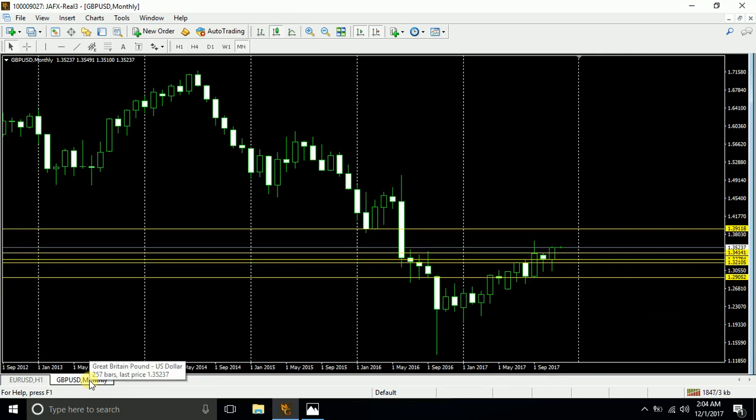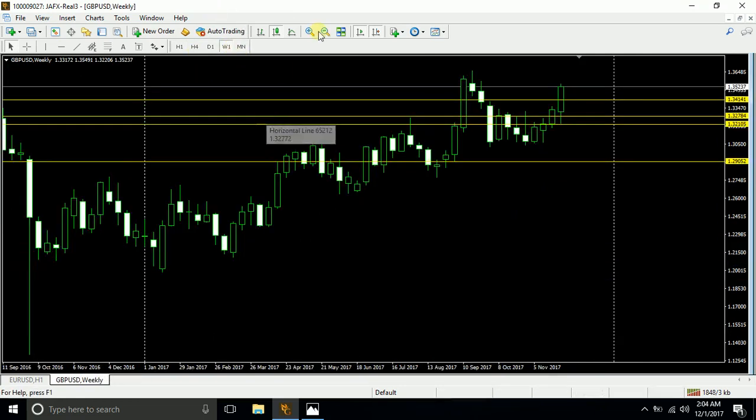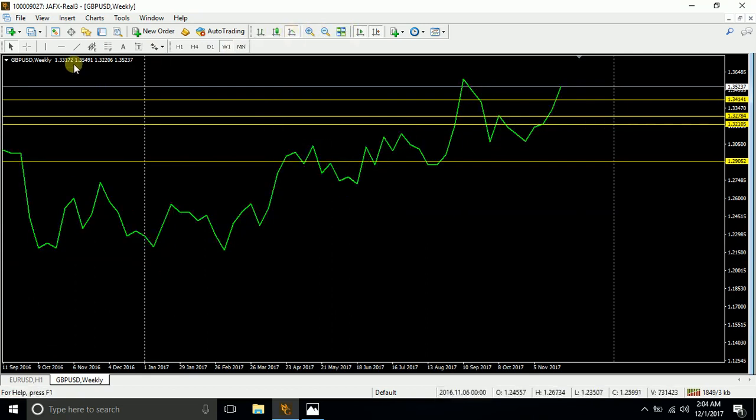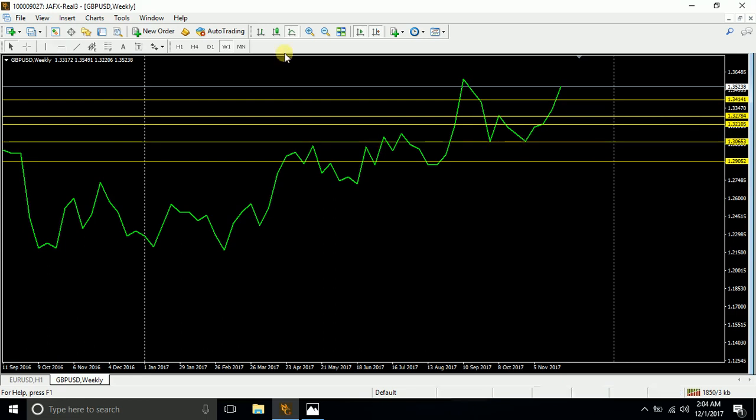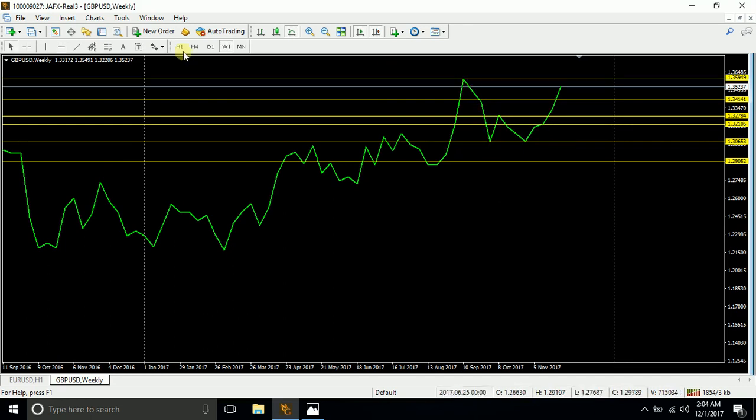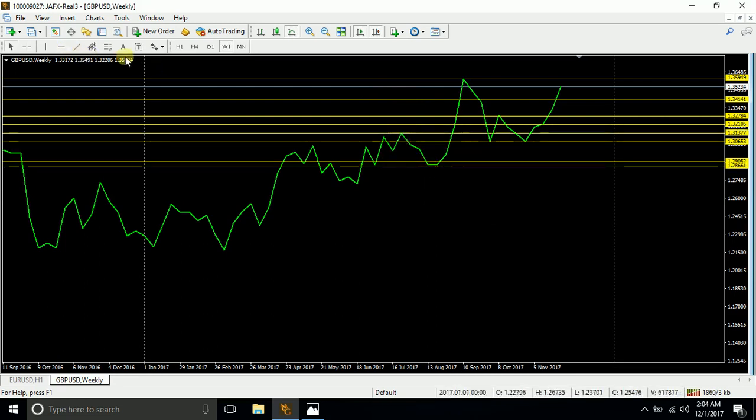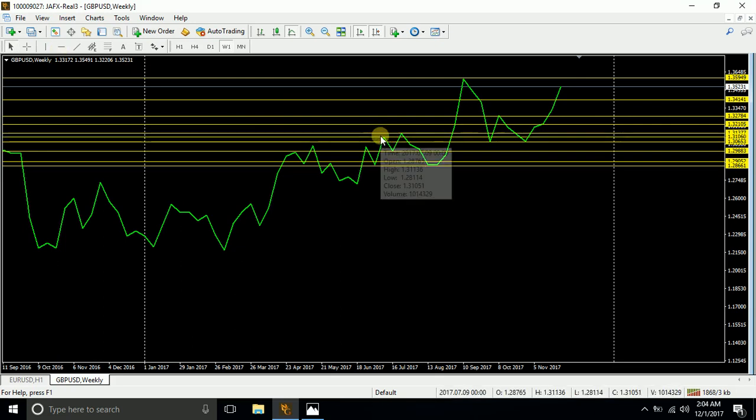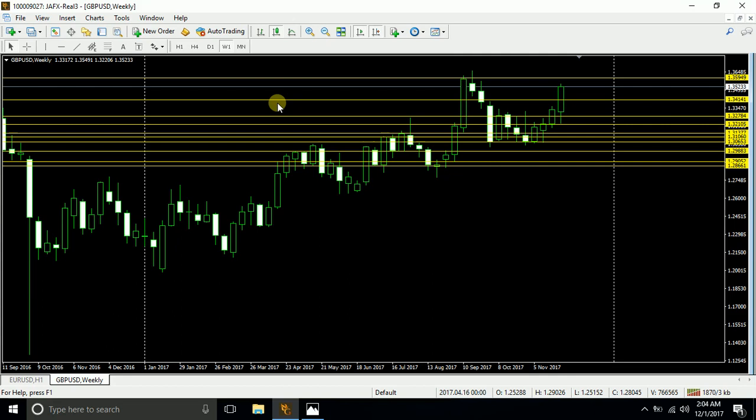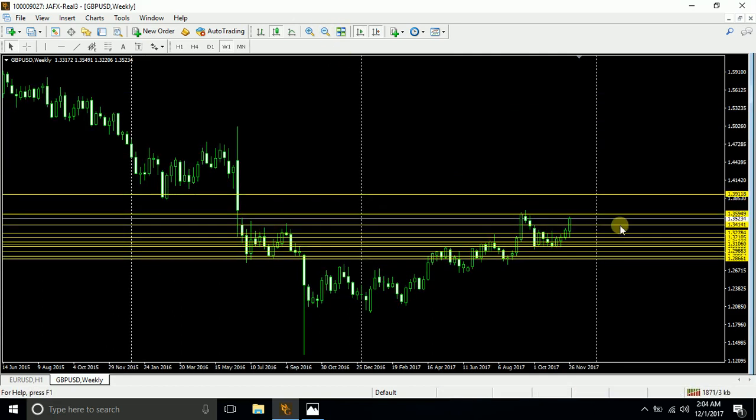Now, from here, what we're going to do, so we're going to go to the weekly, and we're going to do the past 8 pivots. 1, 2, 3, 4, 5, 6, 7, 8 candles. Bingo. This is what we have on our charts.